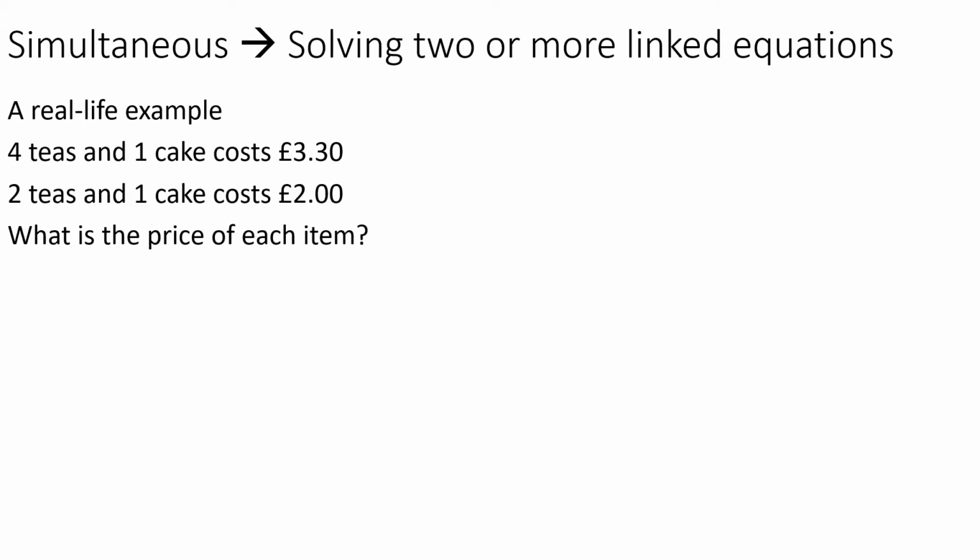Now, if we wanted to treat this as a simultaneous equation, the first thing we would do is we'd try and write it in terms of letters. So we would change this to 4t plus c equals, let's keep it in pence, 330, and we could say 2t plus c equals 200. And the problem with this is obviously that there are two letters in the question. There's t and there's c. There's the price of a cup of tea and there's the price of a slice of cake.